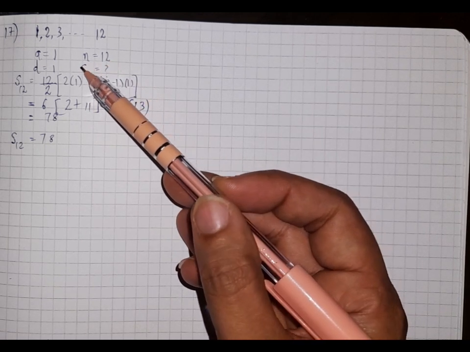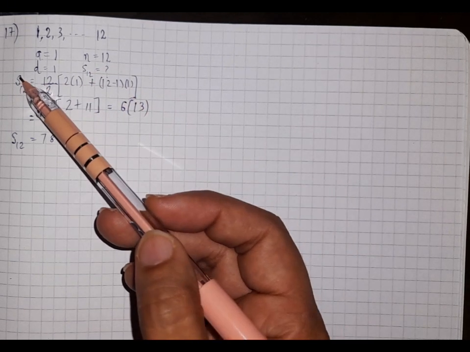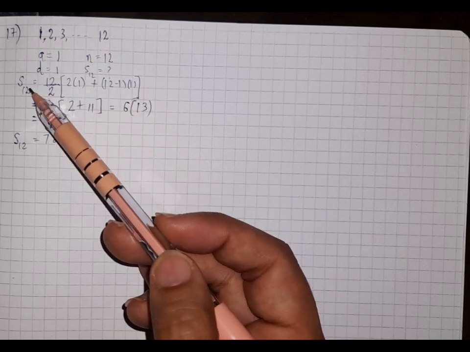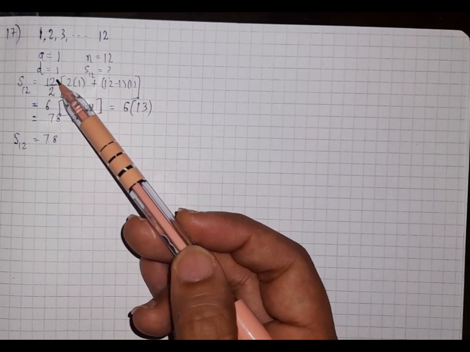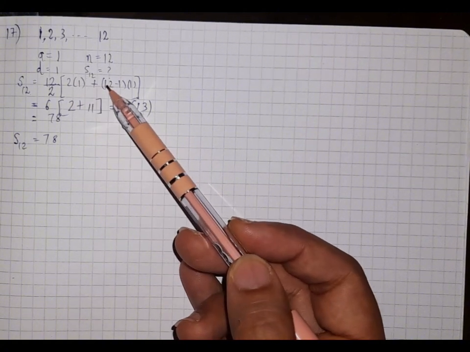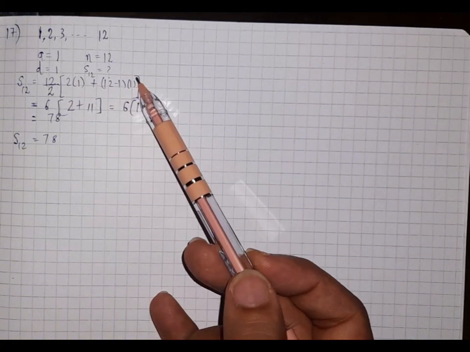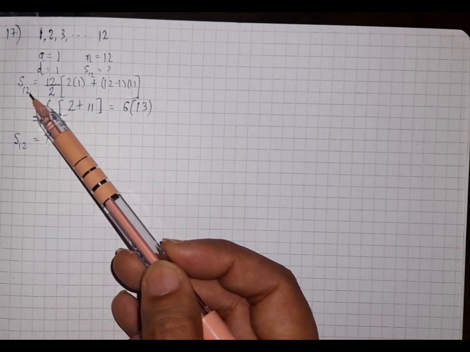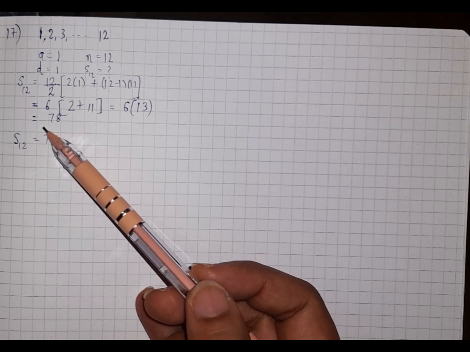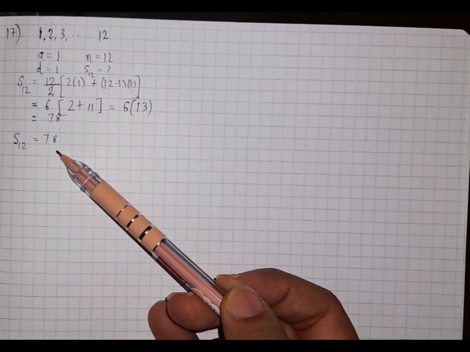We need to find the number of trees planted by the students of each class. So, the sum of the trees planted from 1st to 12th class equals n upon 2 into 2a plus n minus 1 into d, where n is 12, a equals 1, and d equals 1, that is 12 upon 2 into 2 plus 12 minus 1. After solving, we have 78. So it means that the total number of trees planted by the students of each class is 78.